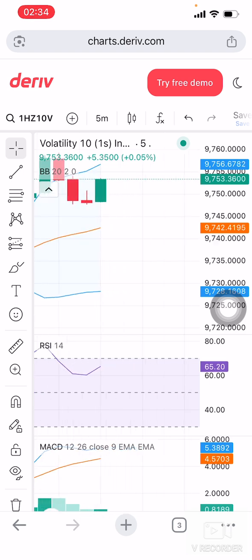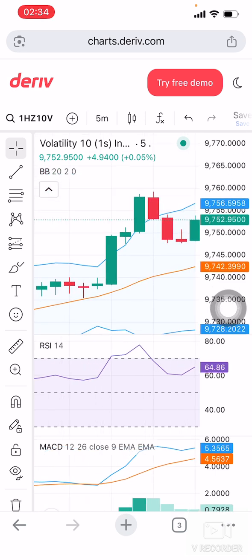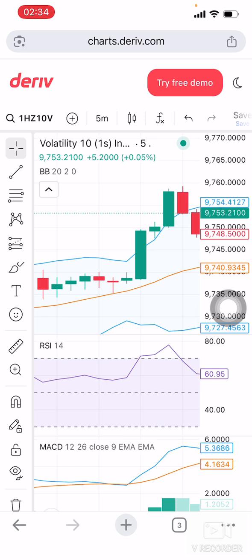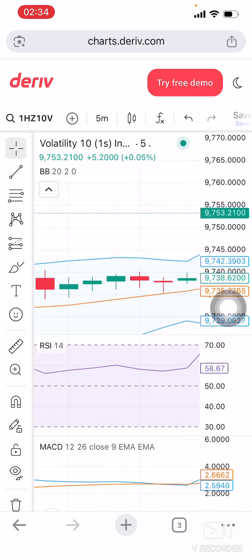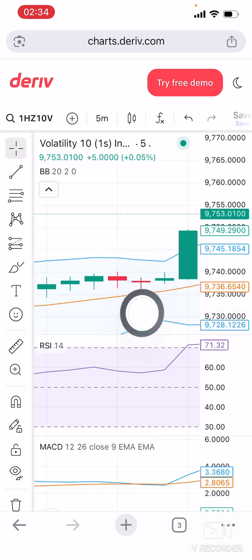For us to trade a falling market, the RSI must be above 50, and the candle should be a green candle with wicks on the upper side and the lower side. This is what I mean, exactly what I mean. So if you are trading Asians ups, this is how the candle should look like. It should be a red candle.